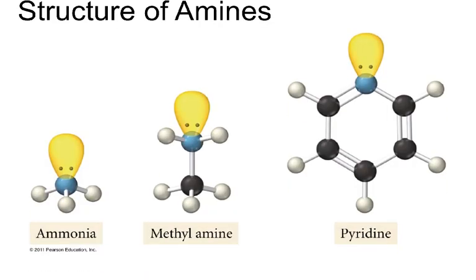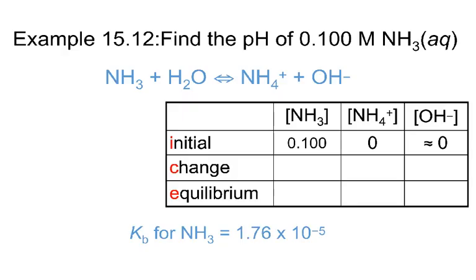Amines are based on the structure of ammonia. They are, instead of having hydrogens on the nitrogen, one or more of them is replaced by a carbon, but you still have that lone pair of electrons that can accept an H+, fitting our definition of a weak base.